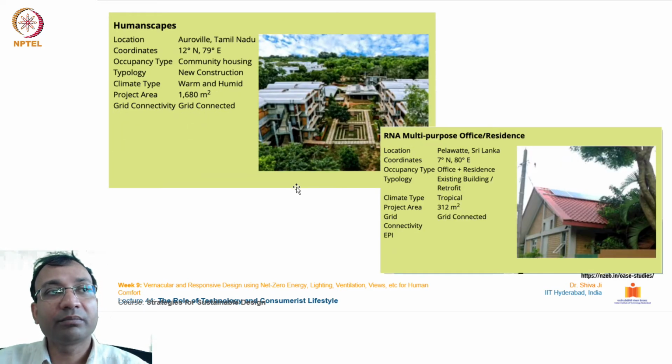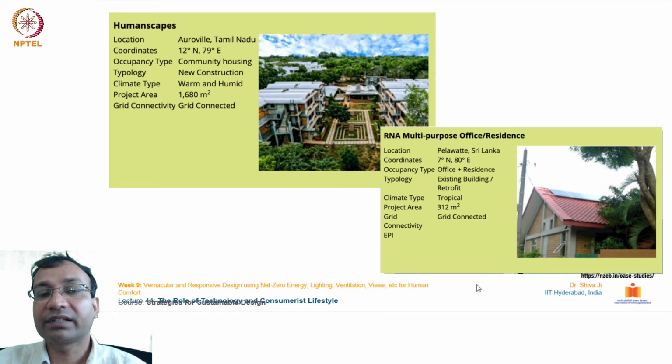Next, we have two more examples. This is Humanscapes, from Auroville, Tamil Nadu. This is a community housing project. It is a new construction, located in a warm and humid climatic setting, with a project area of 1,680 square meters, and it is also connected with the grid.